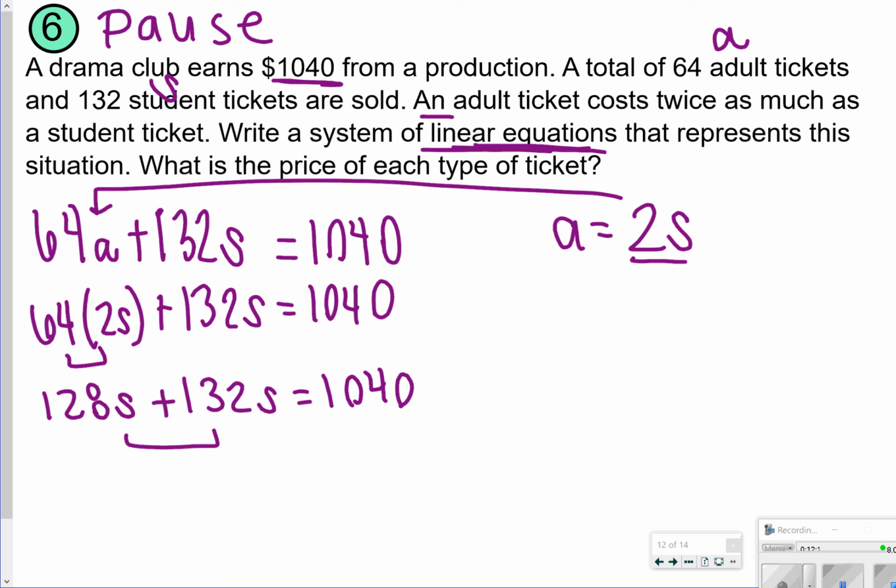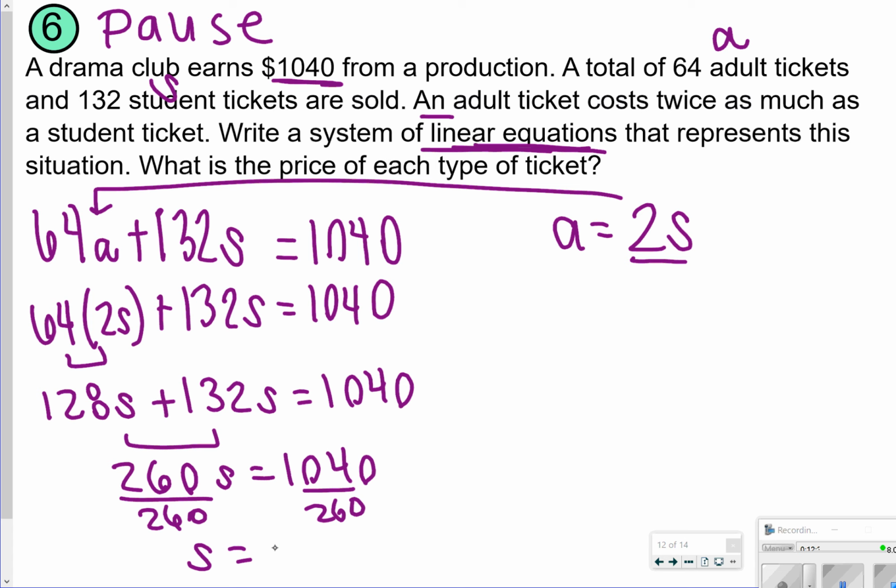If I add both of these numbers together, I'm going to get 260S equals 1040. And then divide both sides by 260. I get S is equal to 4. And right now, I can probably go ahead and determine that my adult ticket is $8 because it says the adult ticket costs twice as much. So twice as much as student is 4.